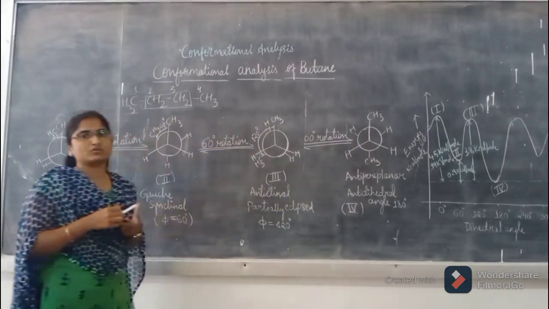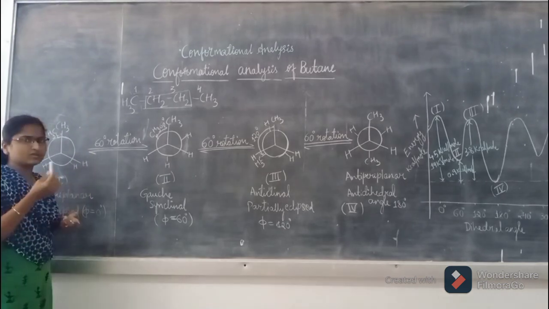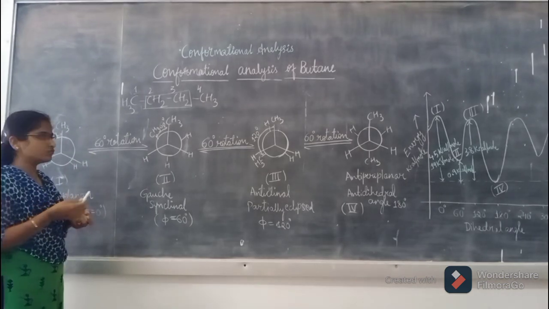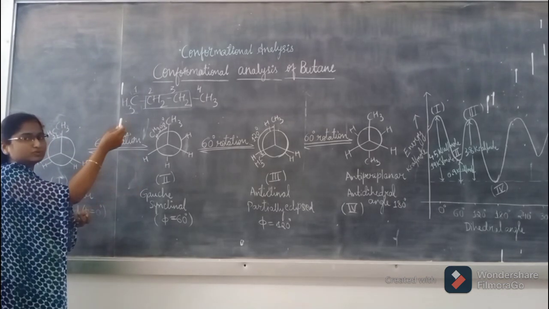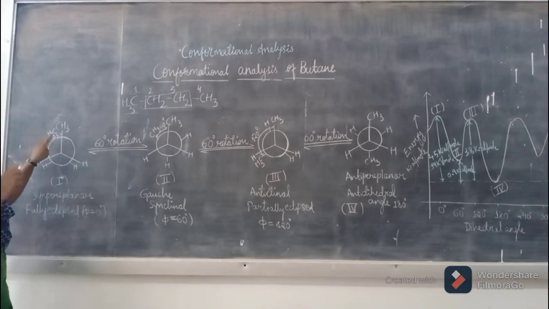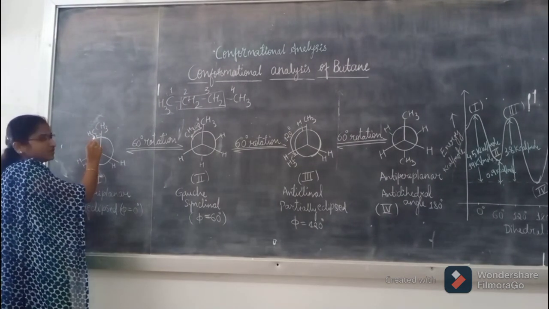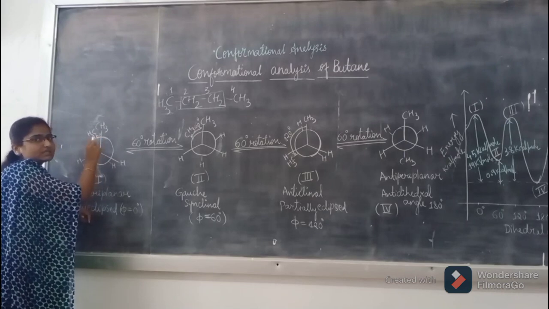Means we are rotating the molecule, or we can say we are rotating the bond, to get different conformations of butane. This difference is only because of the position of the methyl groups. We are changing the position of the methyl groups, which means we are rotating only the bonds related to the methyl substituents.